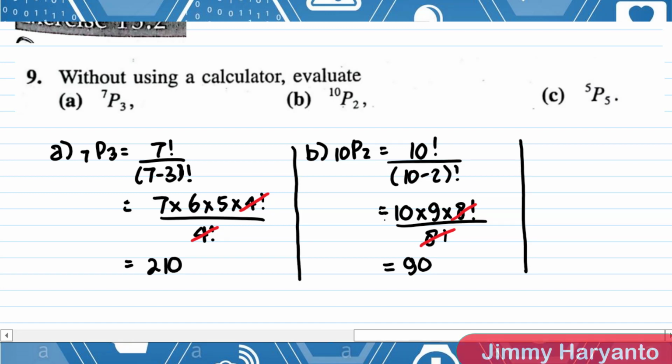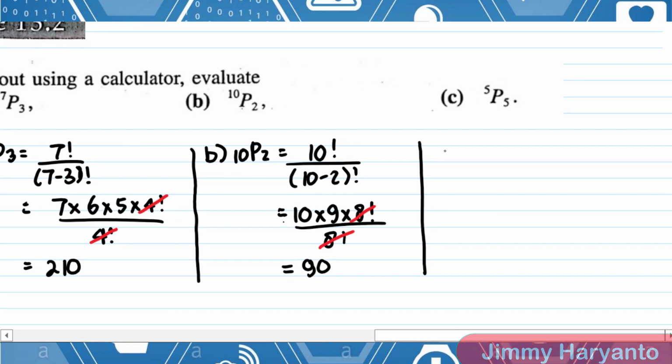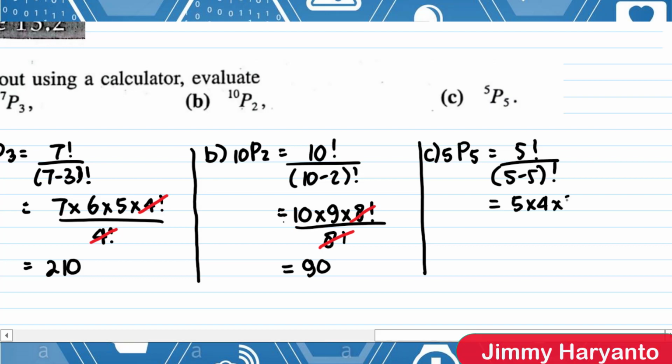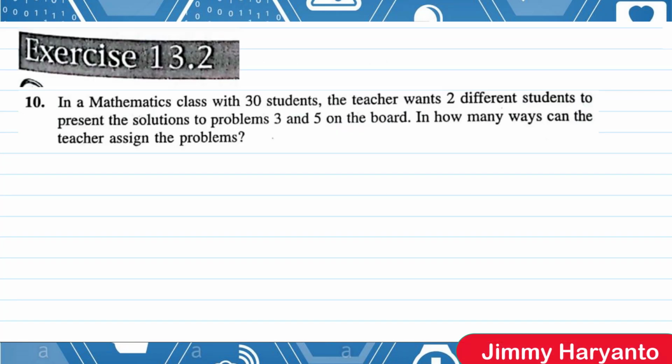And the next one will be 5P5. 5P5 equals 5 factorial over (5 minus 5) factorial. So this one is 5 times 4 times 3 times 2 times 1 over 0 factorial. We don't have 0 factorial, guys; 0 factorial is equal to 1. So the answer is 120.